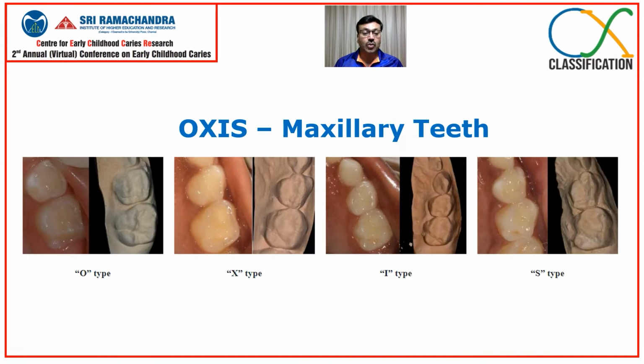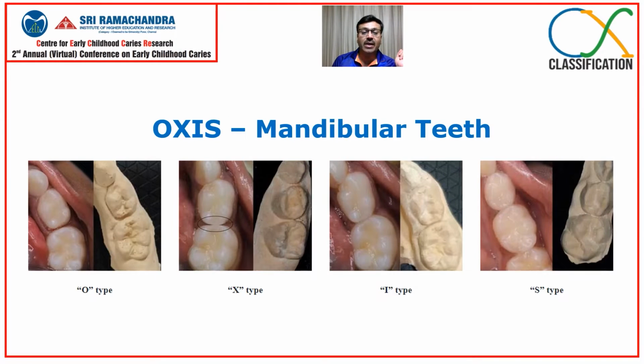So these are the dental cast and the clinical pictures of OXIS in maxillary teeth. So you can see here a O type, then comes X type, then I type, and then S type. Similarly, you can see the dental cast and the clinical pictures of OXIS contact in mandibular teeth, and there are different types of O, X, I and S contacts present in different pictures.